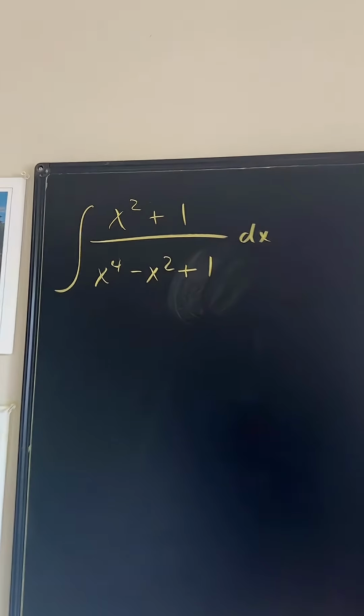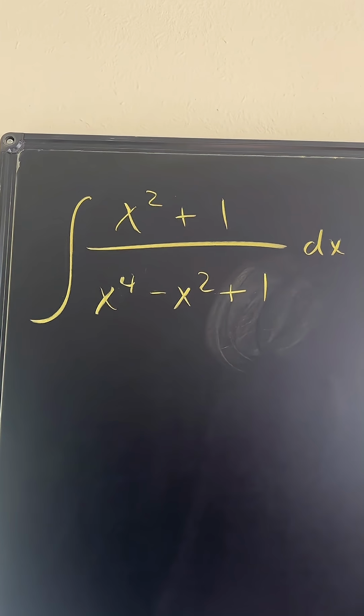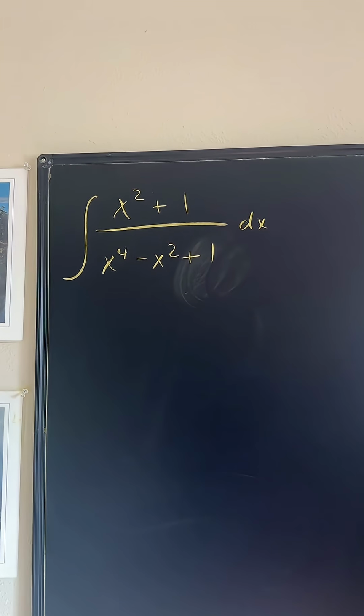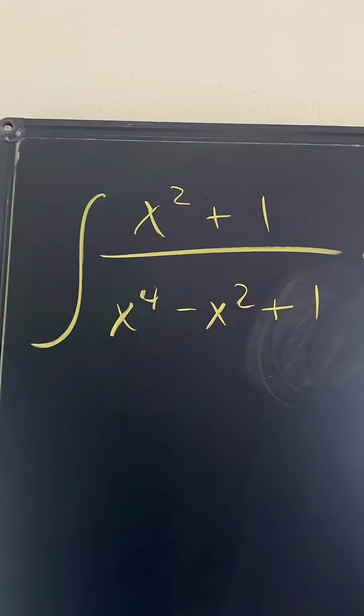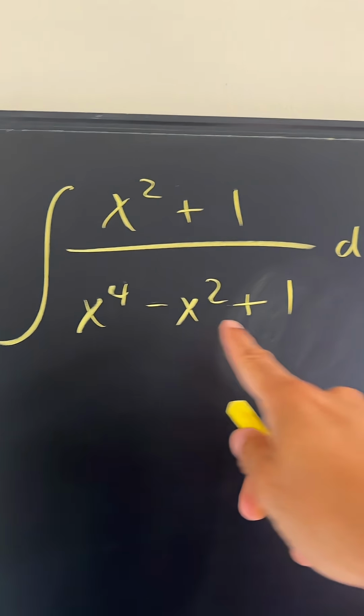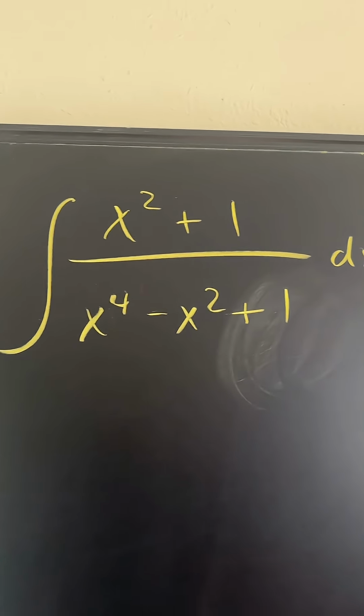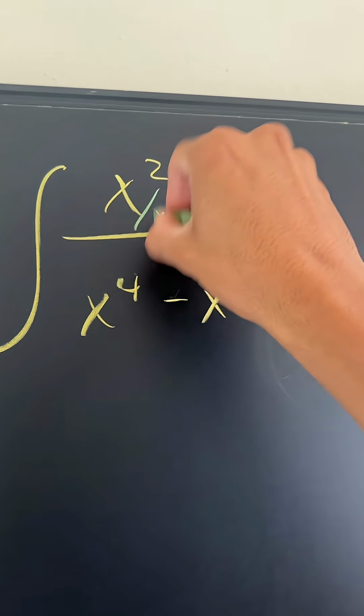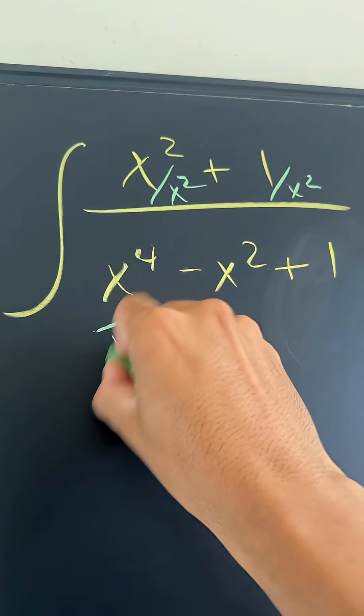So here we have the integral of (x squared plus 1) all over (x to the fourth minus x squared plus 1). And again, this is so nice for us. It's perfectly set up because we have nothing but x squared and we have the x to the fourth, which is just basically x squared squared. So here's what we're gonna go ahead and do. We're gonna divide everything by x squared. Yes, I mean divide everything by x squared.